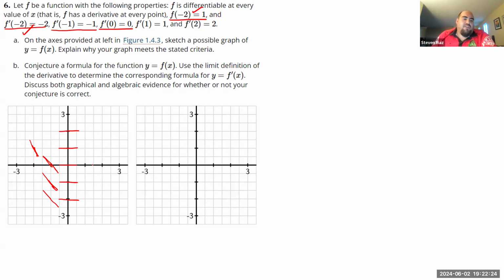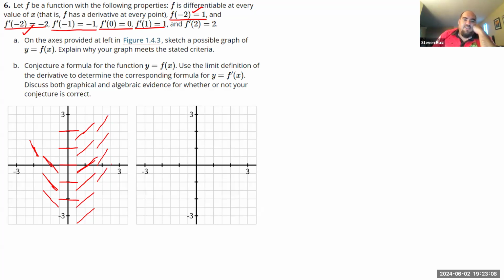All right, moving on, f prime of 1 is 1. Again, the reason I'm drawing so many little slope lines is because I don't know where this graph is going to be, but I know that when it comes to these x values, the slope is going to have to be what these conditions say it is. And finally, f prime of 2 is 2. So when x equals 2, we're going to have this behavior, steeper slopes. Those are all the conditions that I've been given in part A.